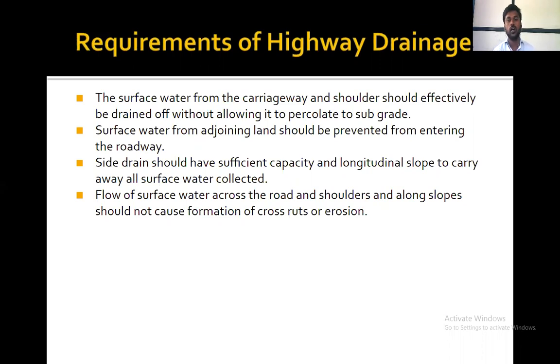Flow of surface water across the road and the shoulders and along the slope should not cause the formation of cross ruts or erosion. Okay, I have told you just now, due to the frequent flow of water in that particular area, suppose it is not paved, not surfaced well, what will happen? Erosion of that soil is possible. So that should not happen. That much care we should take. And also it should not cause ruts on the edges of the roads.